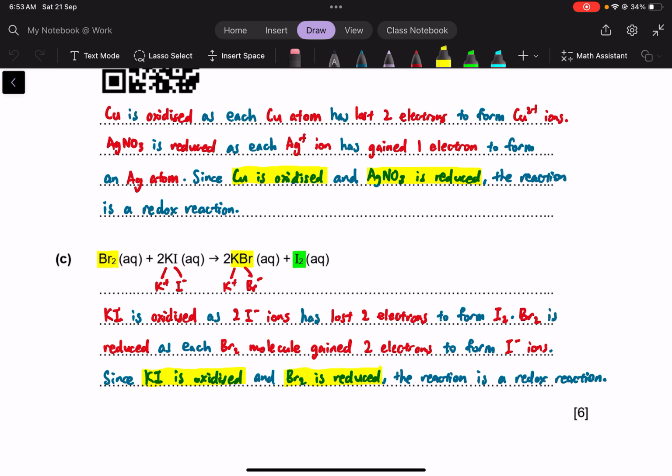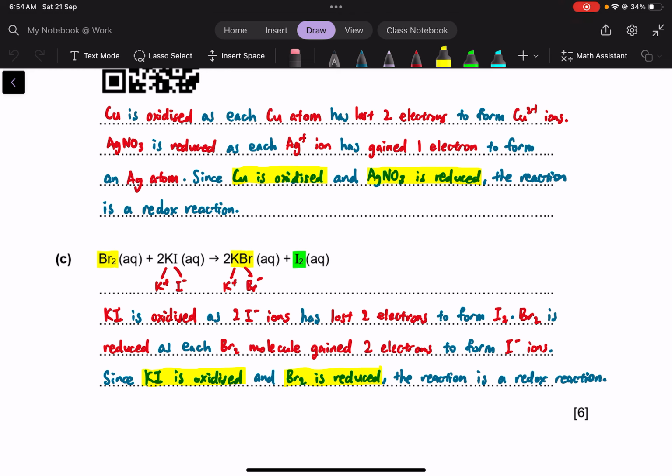So lastly, for the reaction between aqueous bromine and aqueous potassium iodide, we will split the potassium iodide solution into its ions, the potassium ion and the iodide ion. Then for the product, potassium bromide, we split it into the potassium and bromide ion.